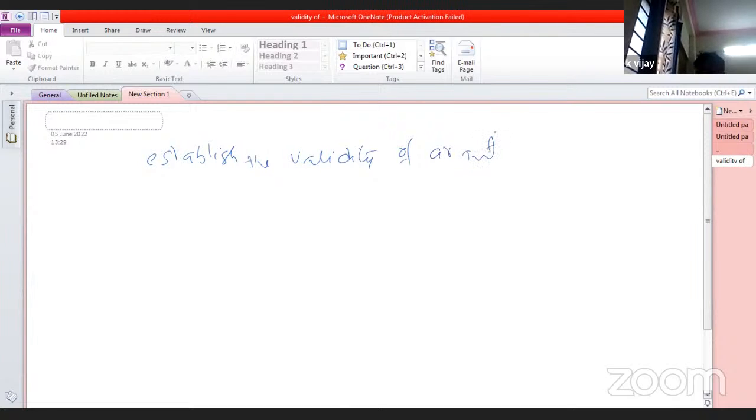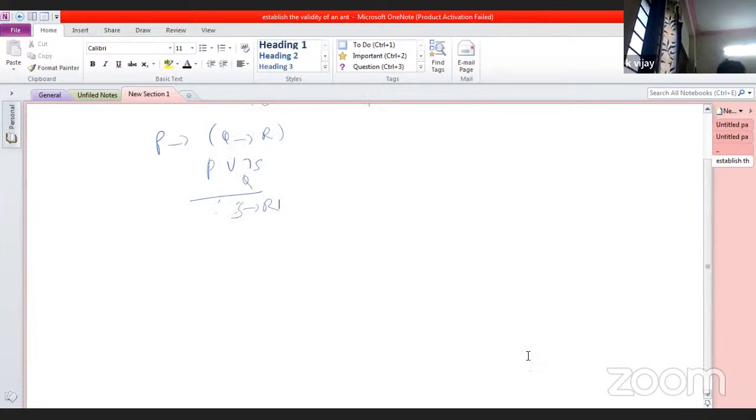What is an argument that we have to tell here? The argument is P implies Q, Q implies R. I am taking here P implies Q, Q implies R. That means P or negation of S, and Q. So P or negation of S has become S implies R. I am writing here S implies R. We have to take the solution here.